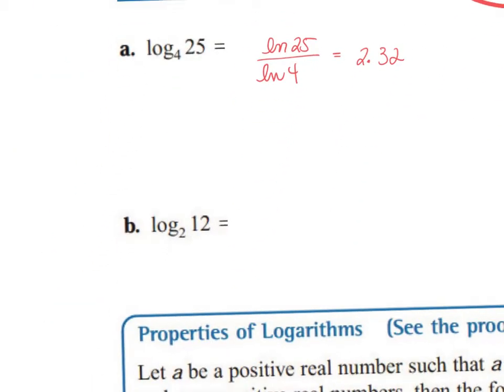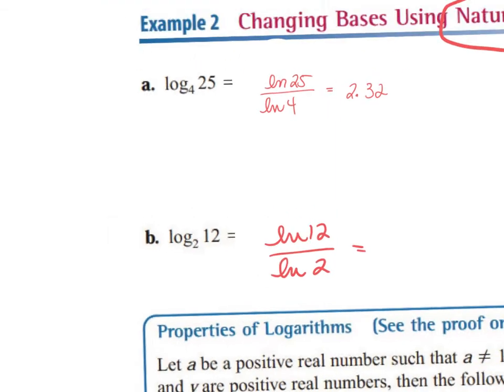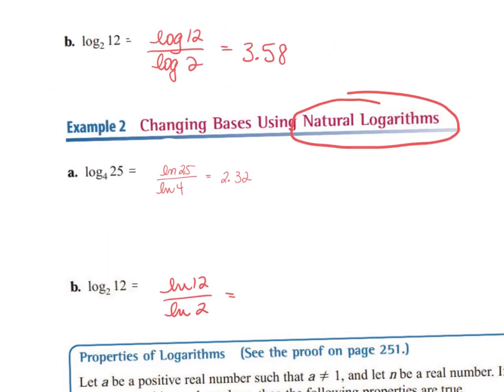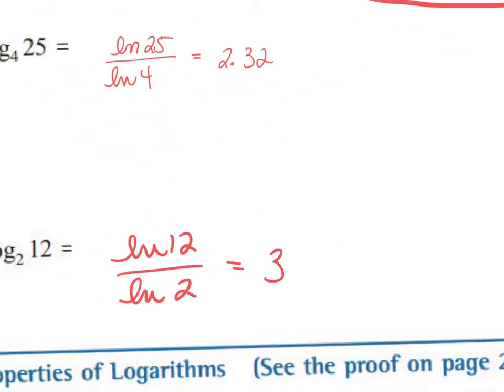Same thing if they tell us to use natural logs, I would say ln of 12 divided by ln 2. Enter. What do y'all get? 3.58. There we go. Okay. So that's how, and you'll see tomorrow when we do some solving, you're going to have to do something like that in the solving process. So just so you guys know how to do it.